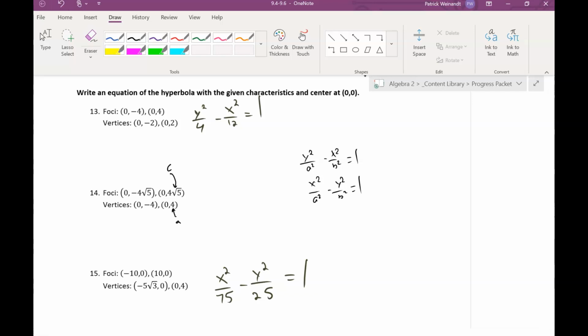We want one of these equations. Which ones do we want? Well, we know that we have an a value, and if you want to draw a sketch, our foci and our vertices lie on the same region. It's going to be somewhere down here, somewhere up here, something like this.